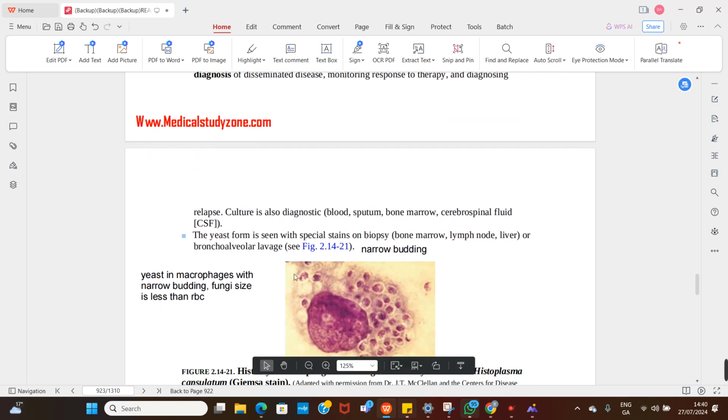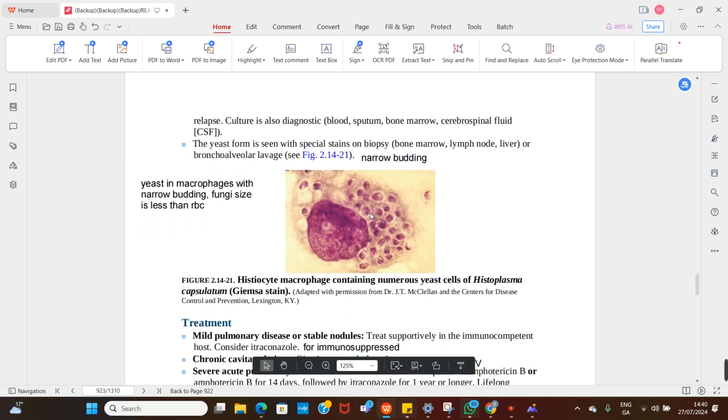Now, if you do your biopsy and you are doing your staining, what are you going to see? Don't forget, in our microbiology section, we said you are going to be seeing the yeast of histoplasmosis infiltrating into the macrophage. So this is a macrophage with the tiny yeast surrounding it. The size of the yeast is compared with the neighboring red blood cells, and they are going to look smaller. So the yeast are smaller than the red blood cell.